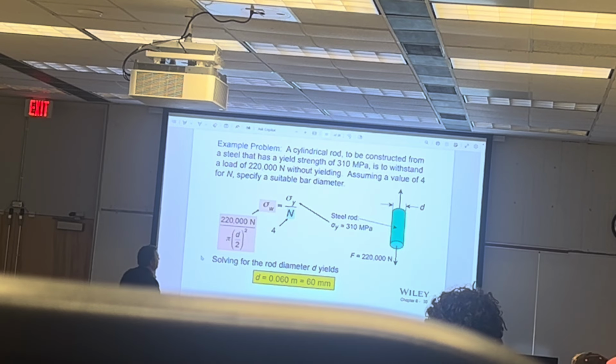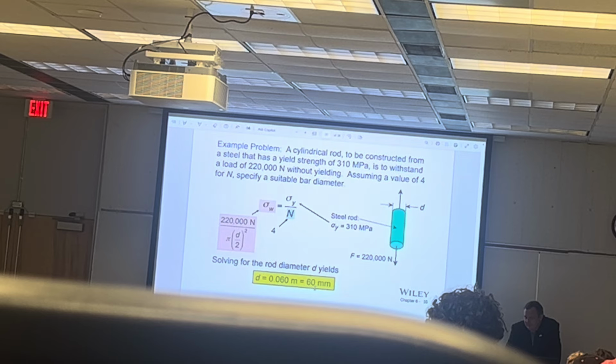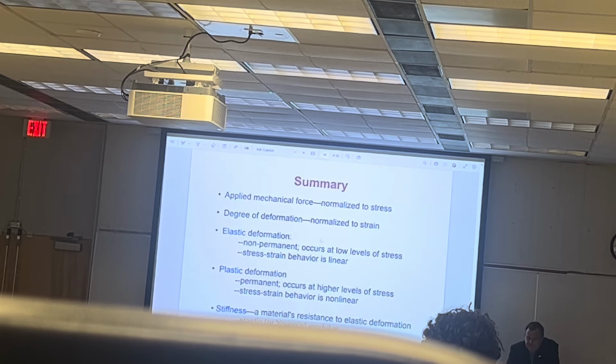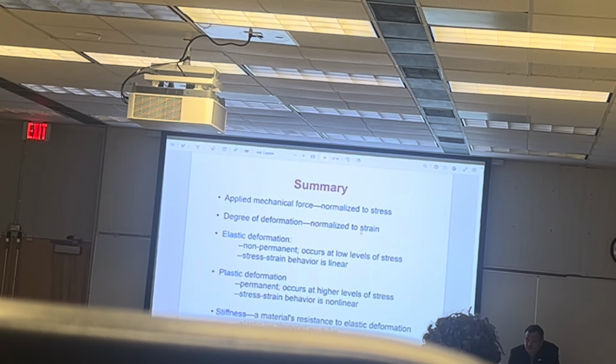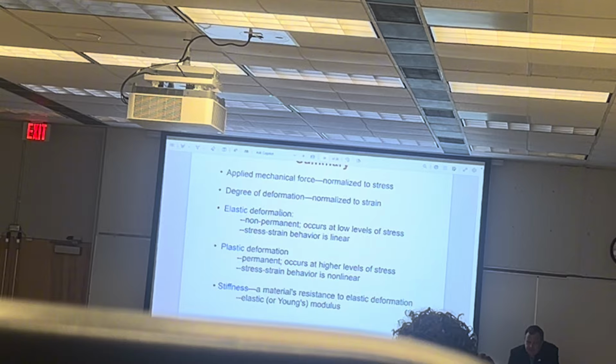Anyway, okay, and then we have the factor of safety of 4. The yield strength is 310 megapascals. The load is this, and we can calculate the diameter of 60 millimeters. And I expect you to be able to solve a problem like this. Okay, mechanical force that's applied is converted into stress. The degree of deformation is normalized to strain, stress strain. There's elastic deformation, which is not permanent.